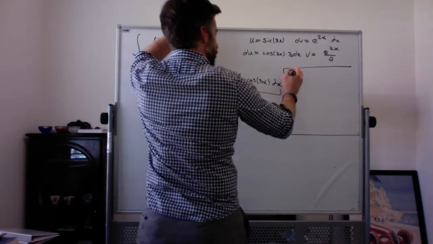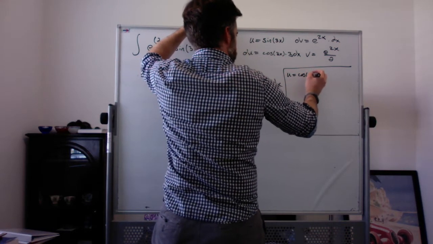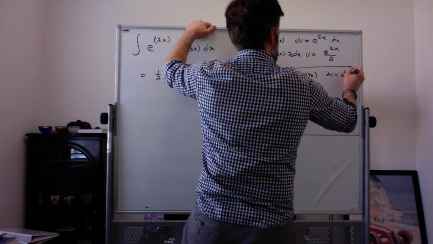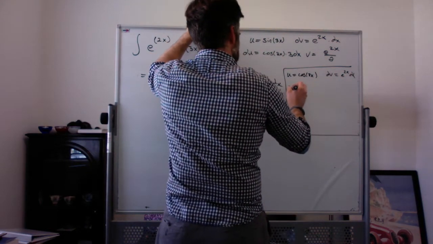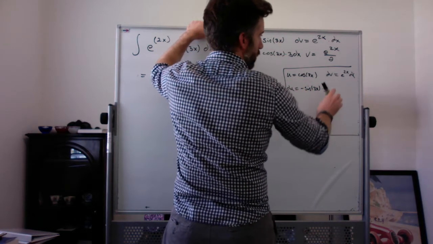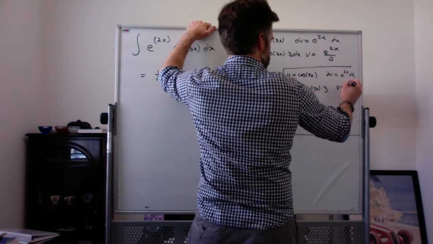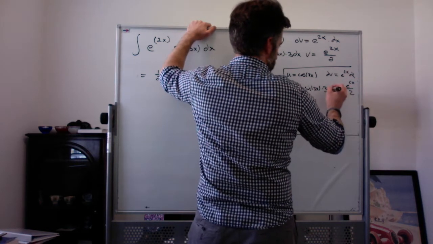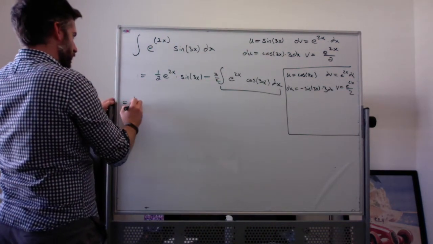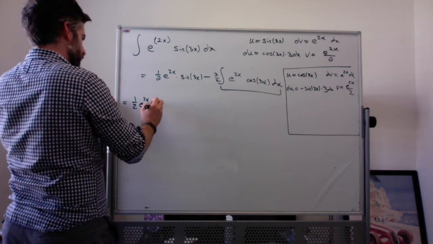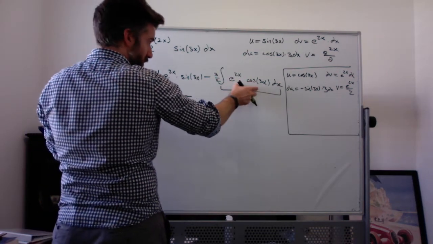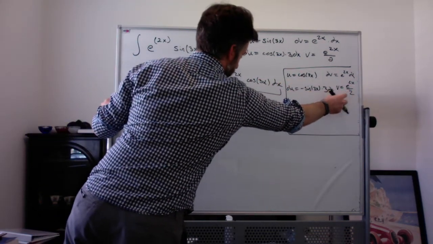Now my u is going to be cosine of 3x. My dv is going to be e to the 2x dx. My du, the derivative of cosine, is negative sine of 3x times 3. My v, the antiderivative of e to the 2x, is e to the 2x over 2. And there should be a dx there, sorry. Alright, so then that's going to go into this integral. So I'm going to get 1/2 e to the 2x sine of 3x minus 3/2 times the integral of this, which is this times this minus the integral of this times this.